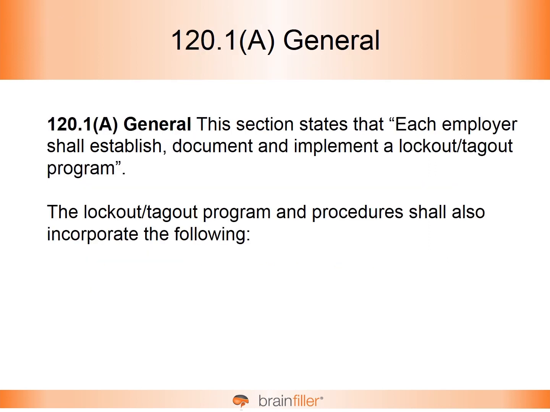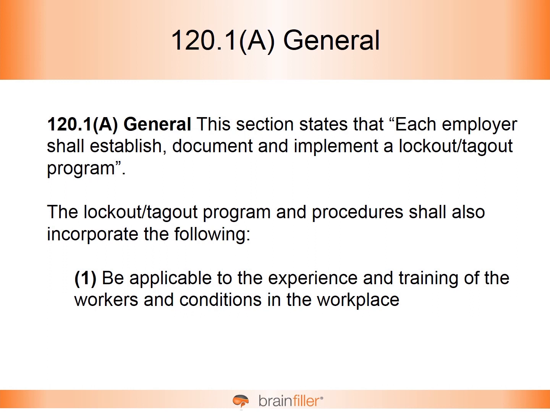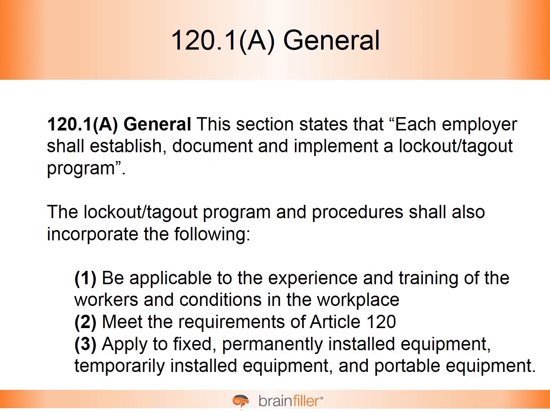120.1a, general, this section states that each employer shall establish, document, and implement a lockout tagout program. And the lockout tagout program and procedures shall also incorporate the following items. Number 1, be applicable to the experience and training of the workers and conditions in the workplace. Number 2, meet the requirements of Article 120. And number 3, apply to fixed, permanently installed equipment, temporarily installed equipment, and portable equipment.